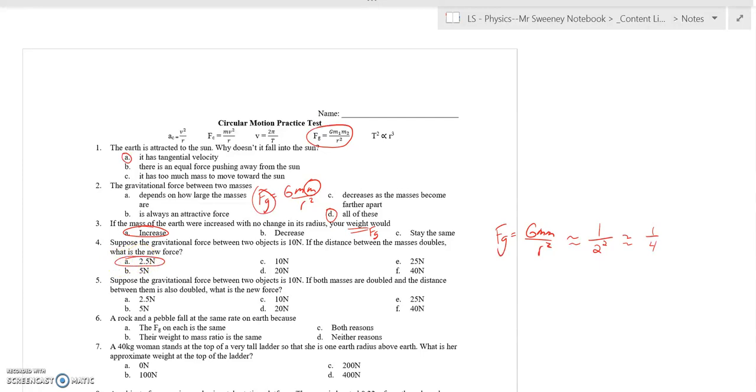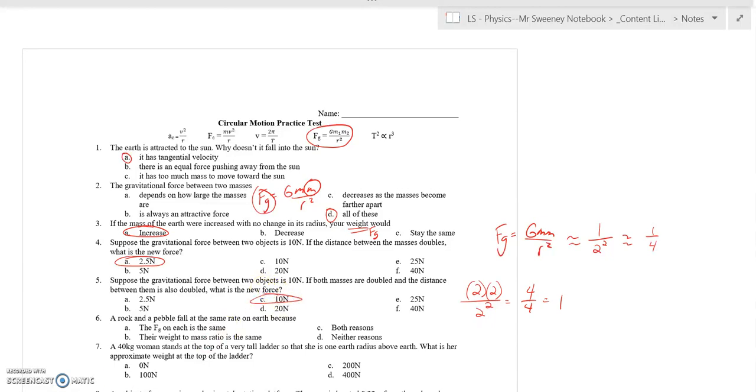Number 5, suppose the gravitational force is 10 newtons. This time both masses are doubled, so 2 times 2. And the distance between them doubles, 2 squared, so you get 4 over 4, which is 1. So the ratio stays the same, 10 newtons.